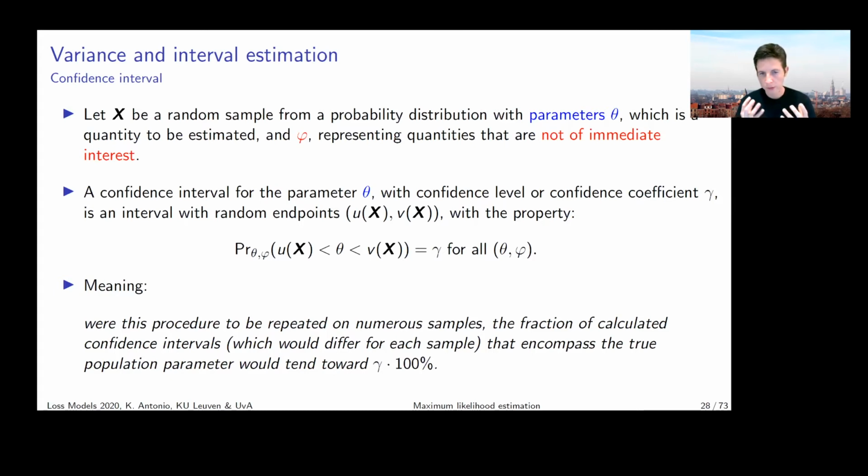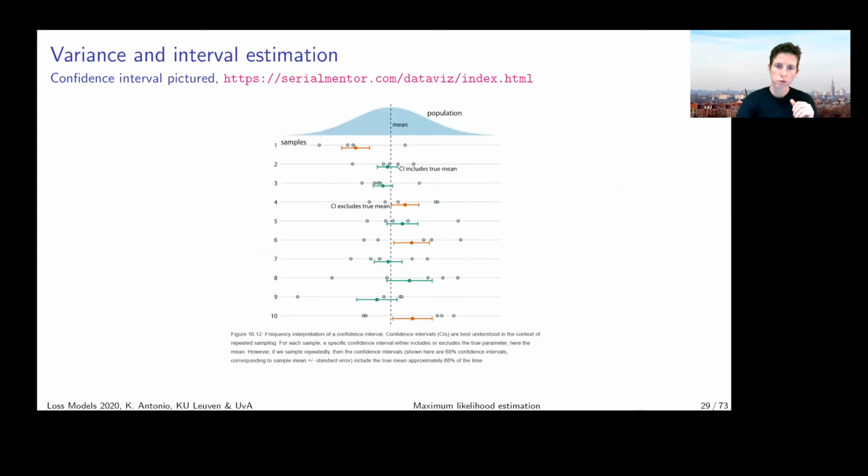And how would you gain some intuition for what this means? It means that if you would draw alternative samples from the model that you assumed, then the fraction of calculated confidence intervals which encloses the true parameter value theta, that fraction of intervals would go to gamma times 100%. And it's a big statement, but I try to visualize it with a picture from somebody else, so I try to picture it like this.